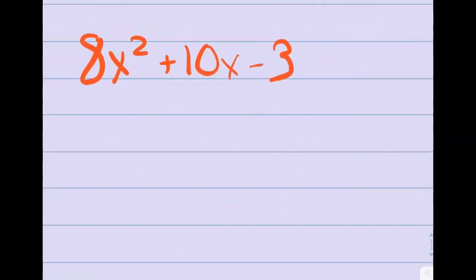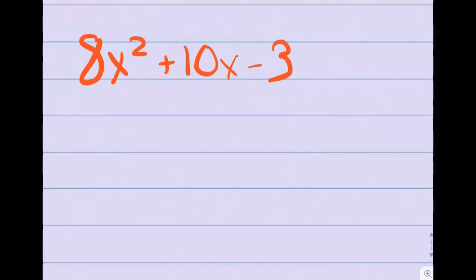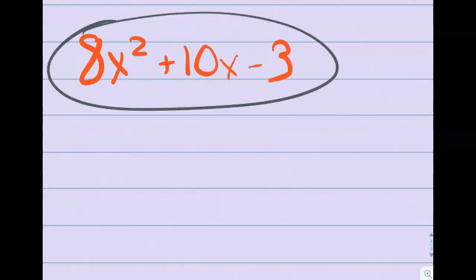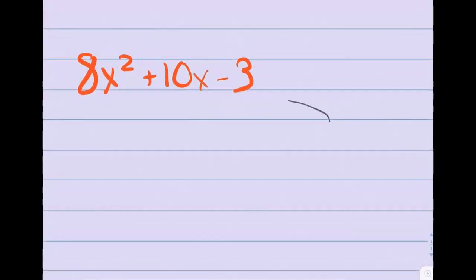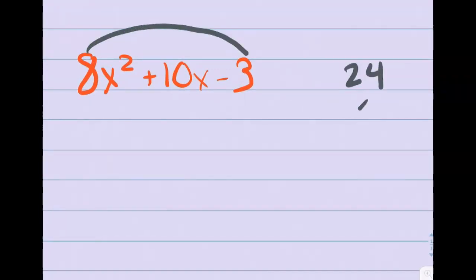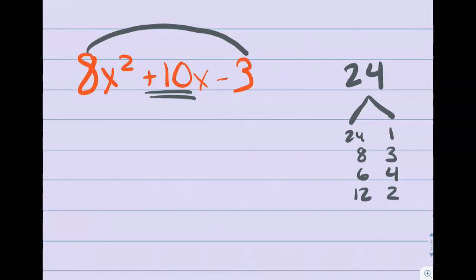Ready? You always look for a greatest common factor. And 8, 10, and 3 do not have one. Okay, so now we know we're going to have to do it the new way. 8 times 3 is 24. What are factors of 24 that add or subtract to 10? Let's see, 24 and 1, 8 times 3, 6 times 4, 12 times 2. 12 and 2 do it, right? 12 and 2 multiply to 24 and add or subtract to 10.